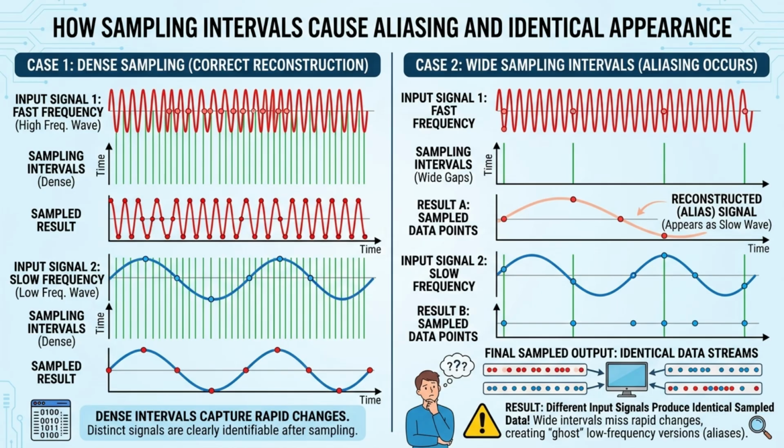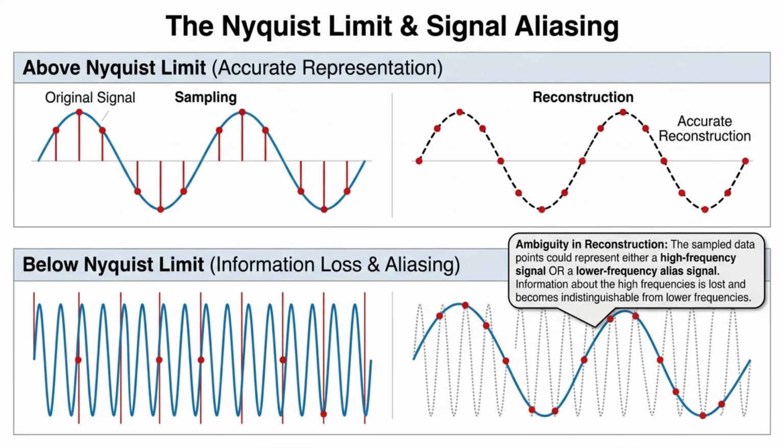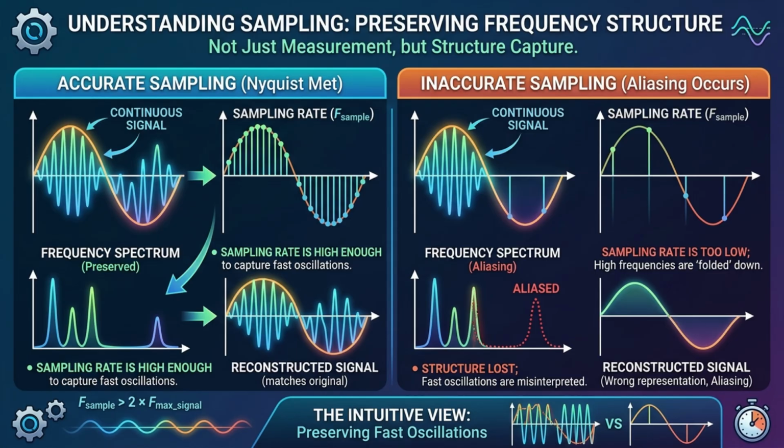When a signal is sampled, it is effectively being measured at regular time intervals. If these intervals are too far apart, the system cannot capture rapid changes in the waveform, causing different signals to appear identical after sampling. The Nyquist limit defines the boundary between accurate representation and information loss. Below this limit, high-frequency components become indistinguishable from lower frequencies, leading to ambiguity in signal reconstruction. This intuitive view shows that sampling is not just about measurement, but about preserving frequency structure. The sampling rate must be high enough to capture the fastest oscillations in the signal.